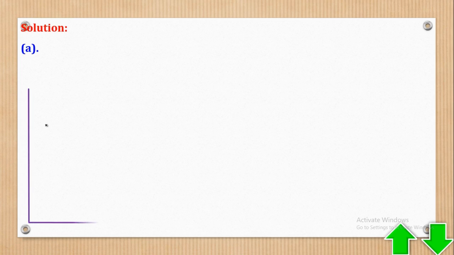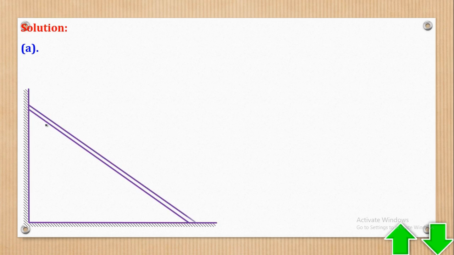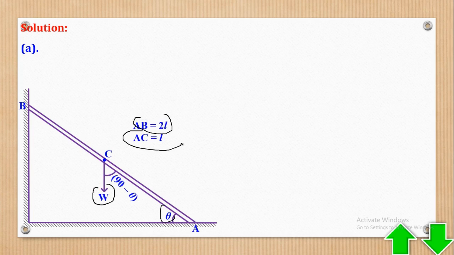So for part A, we shall first show the vertical wall and the horizontal ground as we have seen before. Then next we shall show the ladder. They told us that the ladder is inclined at an angle theta to the horizontal, so we shall put there theta, and AB is our ladder. Then they told us that the ladder is uniform, meaning that the center of gravity is at the midpoint, and the weight, they told us, was W. The length AB was 2L, meaning AC will be a half of it, which will be L.